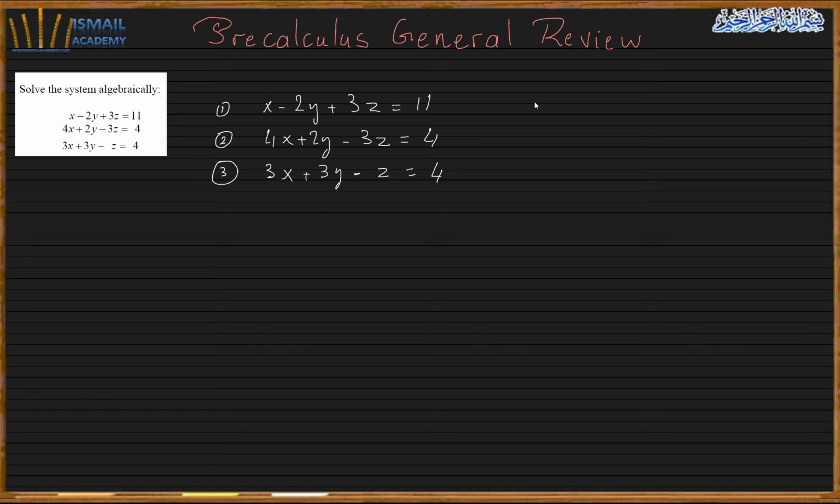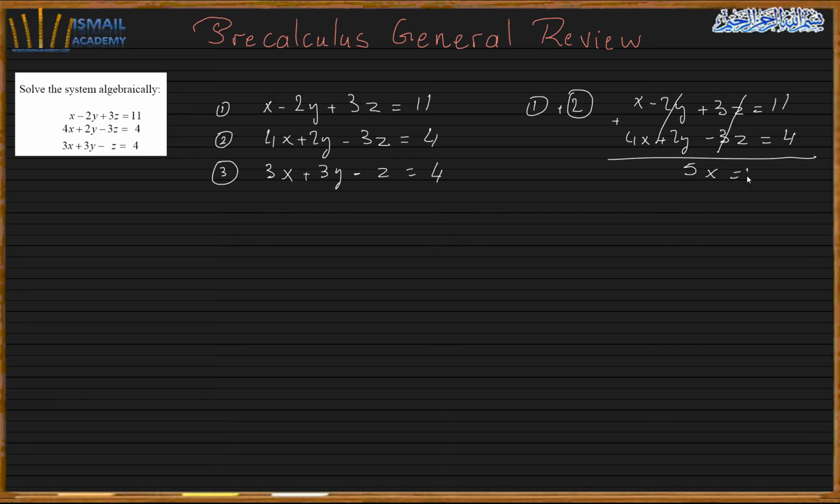So here I choose elimination. I'm going to add the first equation with the second equation, and in that case I will get my x right away. So here I have x minus 2y plus 3z equals 11, and 4x plus 2y minus 3z equals 4. When I add, what happens? This is 0, this is 0, this is 5x equals 15. So divide by 5, and my x will be 3. So you see, I'm done with x.